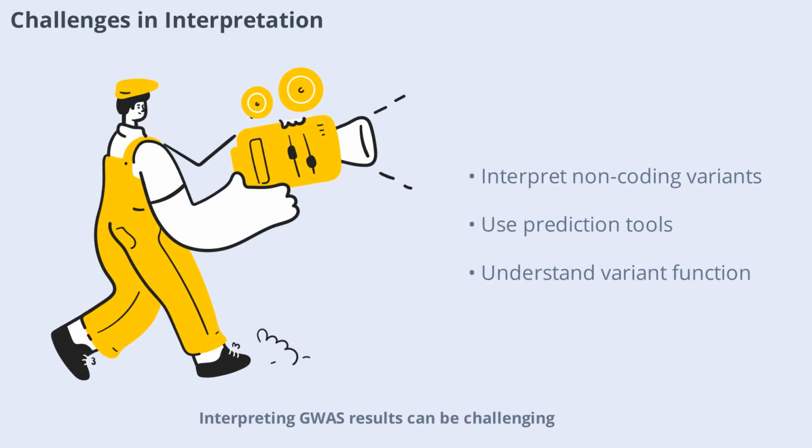Interpreting GWAS results can be challenging. Many associated variants are located in non-coding regions of the genome, making it difficult to determine their function. Researchers use a variety of tools and databases to predict the impact of these variants, but much work remains to fully understand their roles.